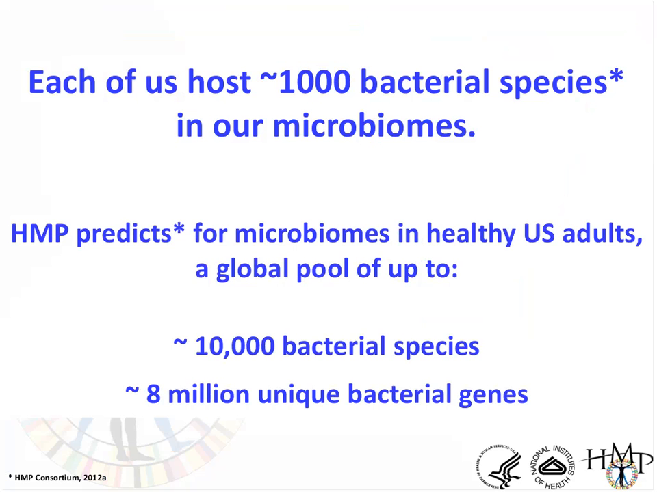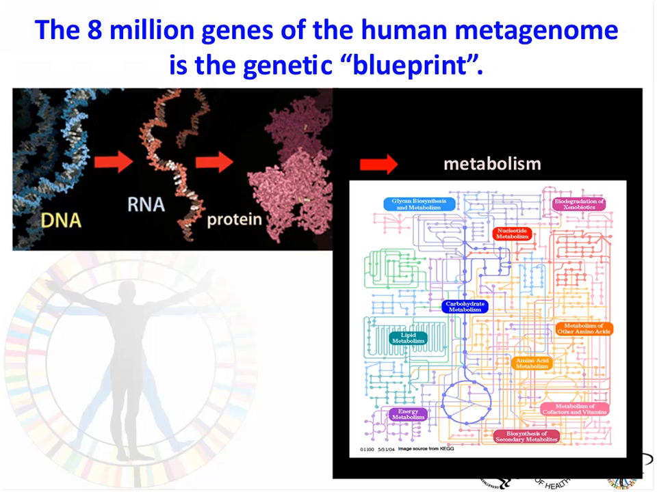So if each of us is host to around 1,000 species, that means in any one room, you're going to have a much larger pool than 1,000 species. In healthy U.S. adults, you may have 10,000 bacterial species and 8 million unique microbial genes. So it's quite clear then that the genetic potential for the microbiome is tremendous. And in fact, if you think about those 8 million genes of the human metagenome, that's really considered the genetic blueprint. So we really want to know the next step in that. What's being expressed out of that blueprint? What's the active fraction, the biological properties of the human microbiome?